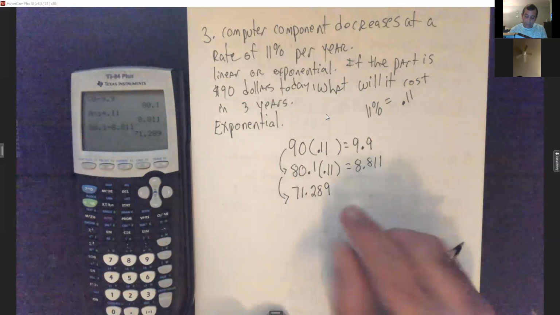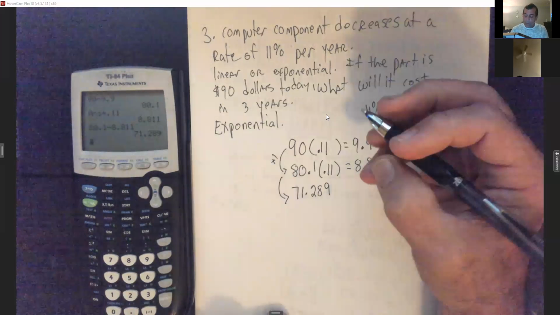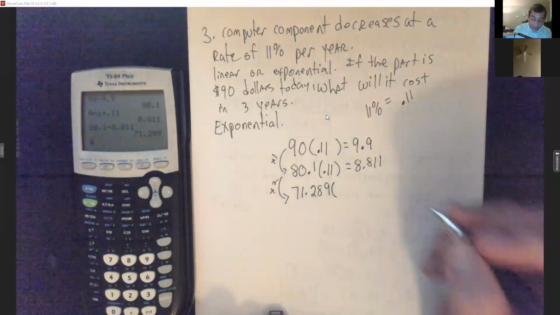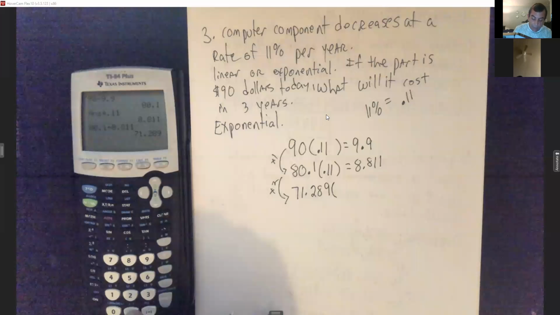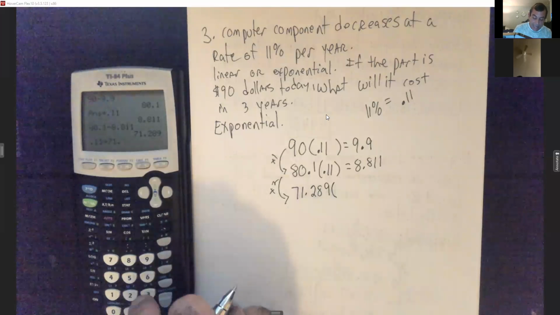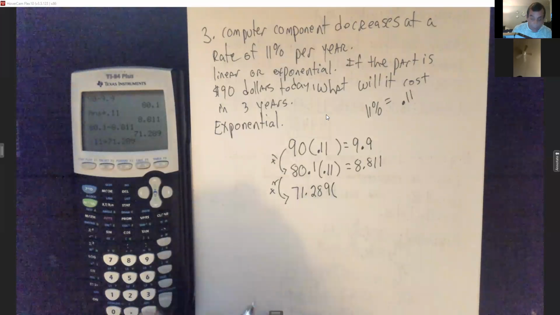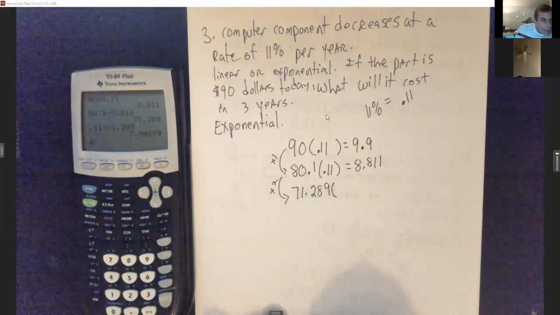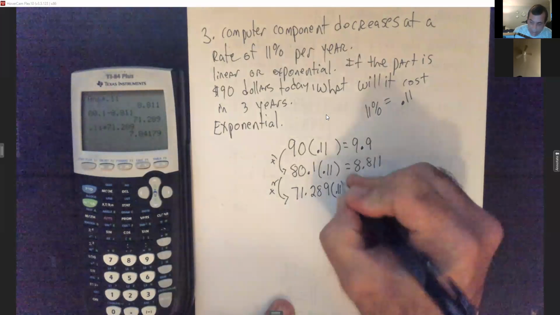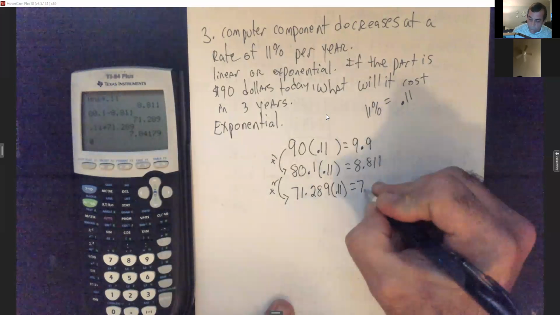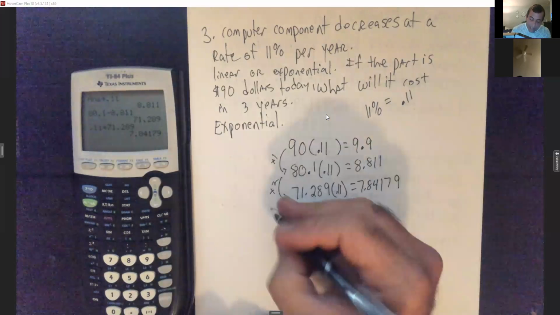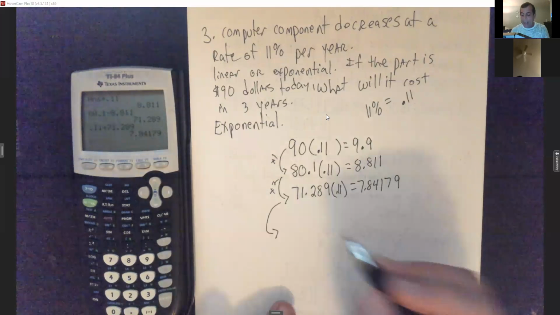So that was year one. Now I'm starting with the amount in year two. I got to figure out what that 11% is. So 0.11 times 71.289 is going to give me, what did I got there? 7.84179. So finally, after I take that off, I will have my ending amount.